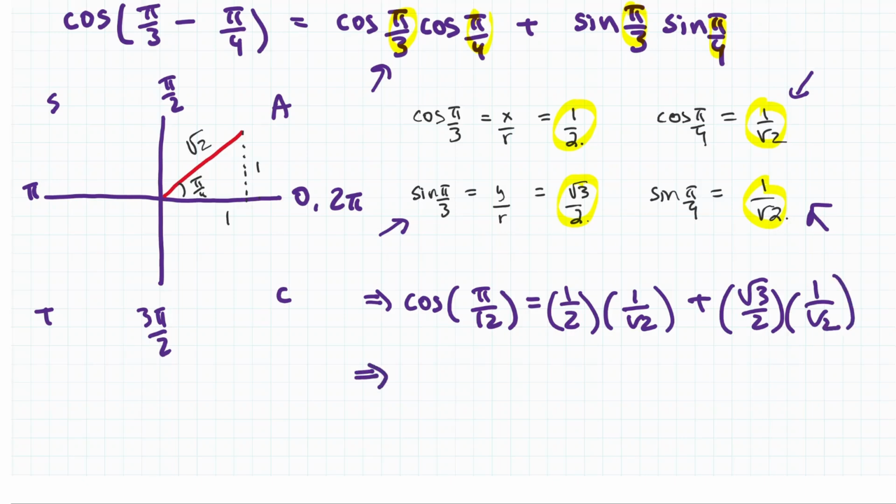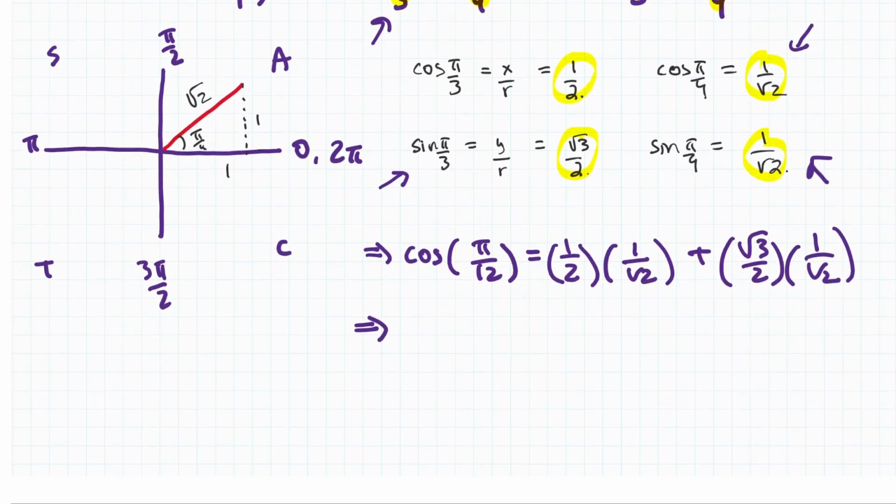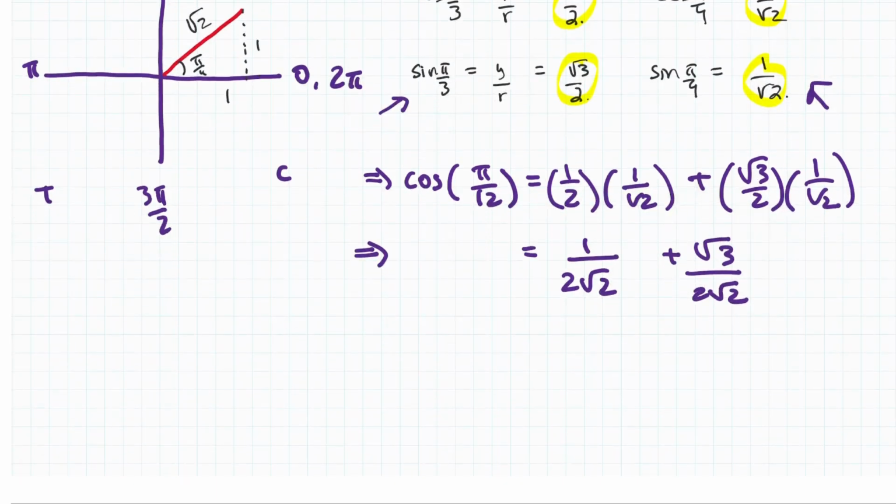So if we go ahead, we can then simplify this problem, and it equals 1 over 2 root 2 plus root 3 over 2 root 2, which if you want, we can write as 1 plus root 3 over 2 root 2. And that's your final answer.